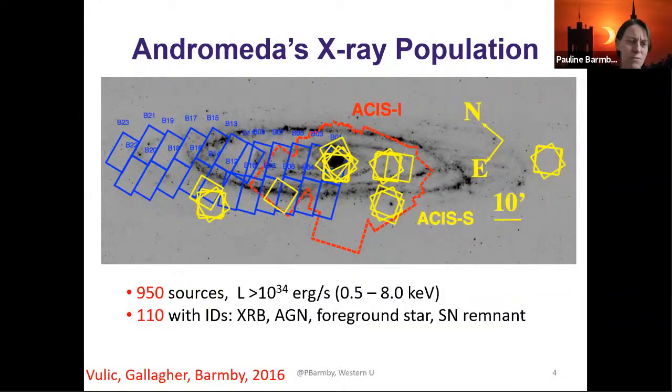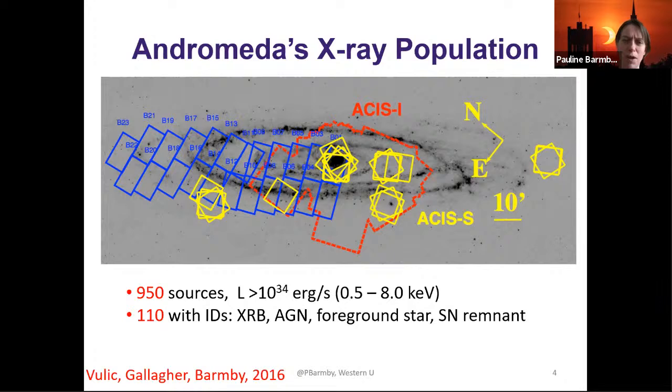So of these 950 sources, there's a relatively low luminosity limit, so 10^34 ergs per second. And about 110 of them already had identifications as X-ray binaries, AGN, foreground stars, and supernova remnants. And these are the categories of classification we're going to use from here going forward. One bad thing about nearby galaxies is that you do have to worry about foreground stars because your nearby galaxy covers enough sky that there's going to be some foreground. So this is the data set we're working on.